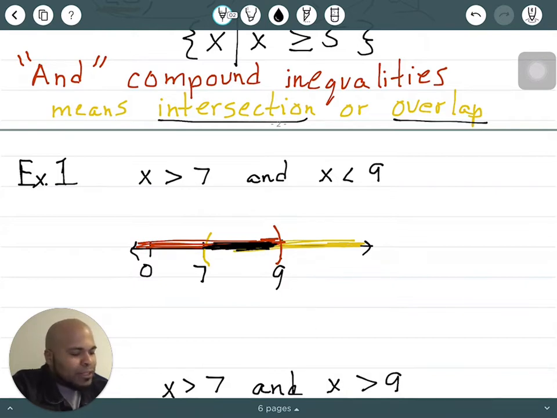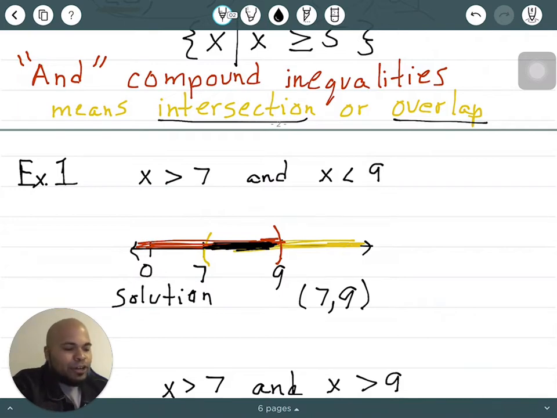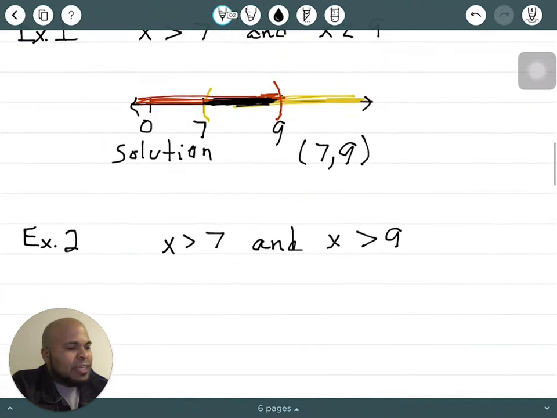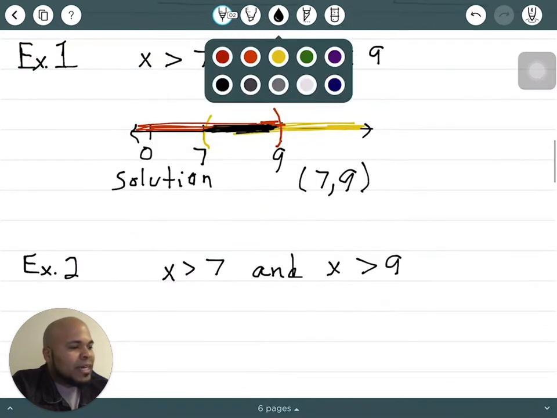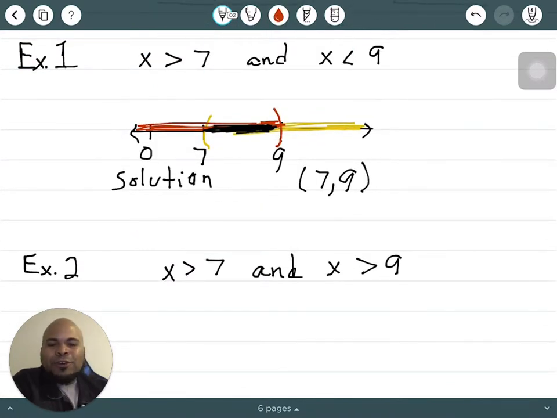So therefore, my solution, if they ask me for the solution of this problem, will be all the numbers starting at 7, so greater than 7 and less than 9. 7 and 9 are not included. So the number 7 is not an actual answer for this. Because I start at 7 and I end at 9, you will quickly realize that the less than signs are your best friends.